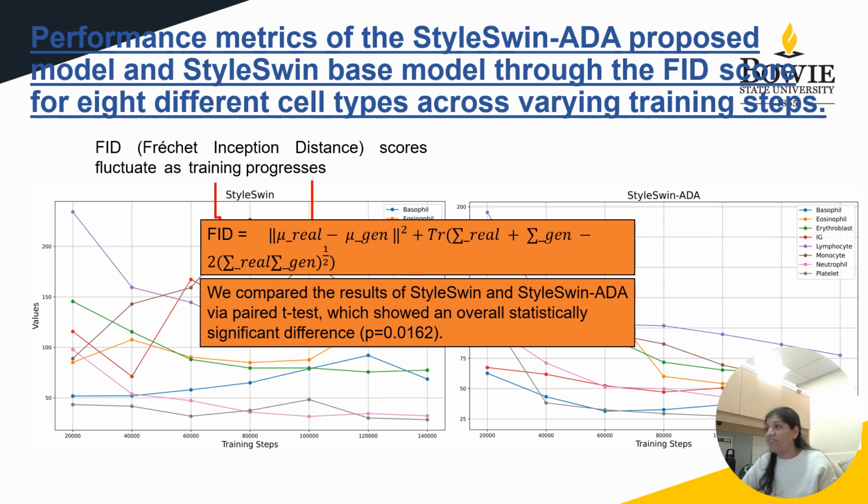So FID is calculated using the mean value of the real images, the mean value of the generated images, and the covariance matrix. Then we also compared the results of StyleSwin and StyleSwin-ADA via a paired t-test, which showed an overall statistically significant difference, p equal to 0.0162.